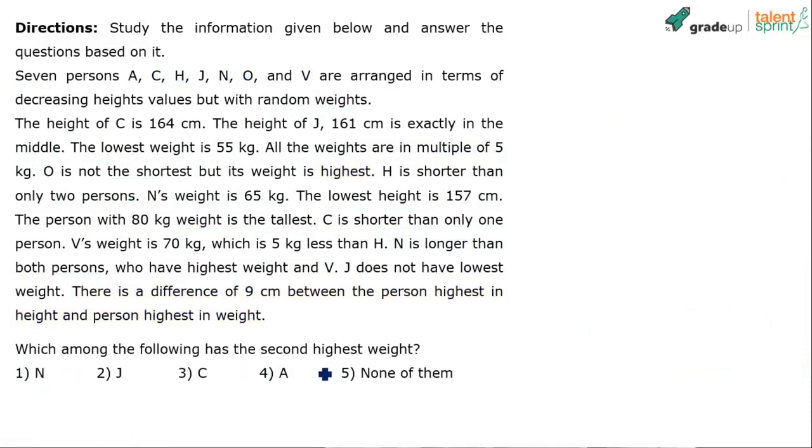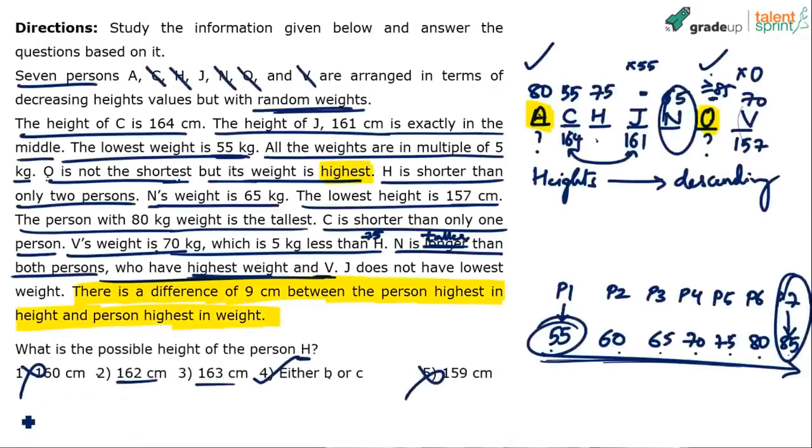Which among the following has second highest weight? A or J? It cannot be C or N. It is either A or J. We cannot conclude that it is A. Understand what we have taken here. Nowhere in the question has he mentioned that they have got all the consecutive multiples of 5. He just said that all the weights are multiples of 5.